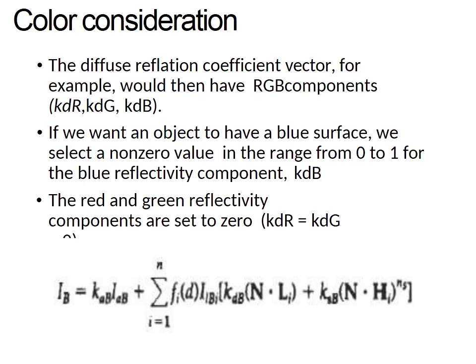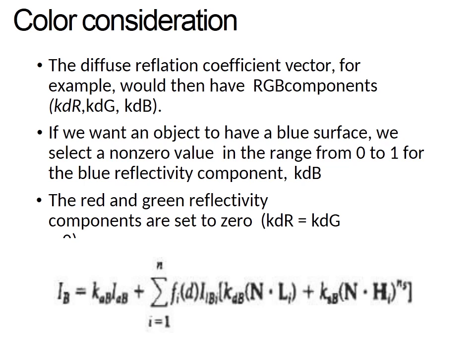If we want an object to have a blue surface, we select a non-zero value in the range from 0 to 1 for the reflectivity component KDB. The red and green reflectivity components are set to 0, KDR equals KDG equals 0, in order to keep out the red and green factors.